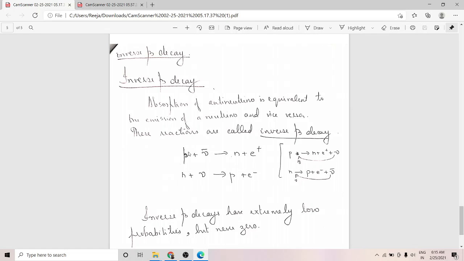So a proton on absorbing an antineutrino gets converted to a neutron and a positron, and a neutron on absorbing a neutrino gets converted to a proton and an electron. So this is the only process by which a neutrino interacts with matter.